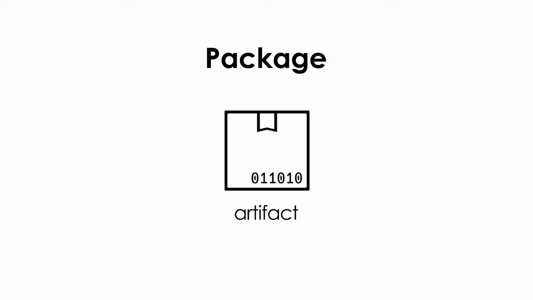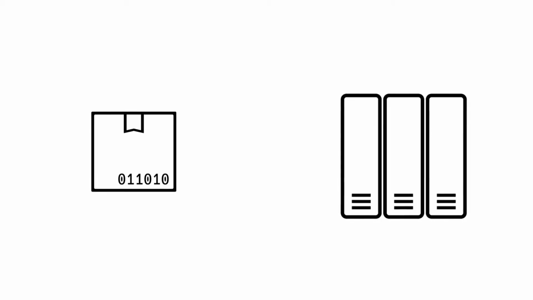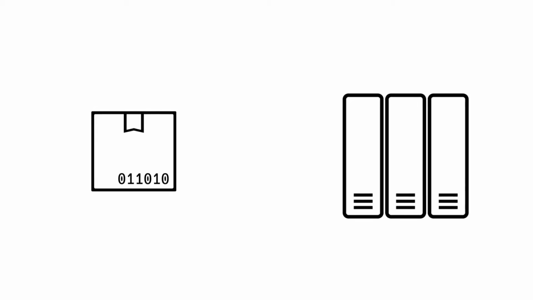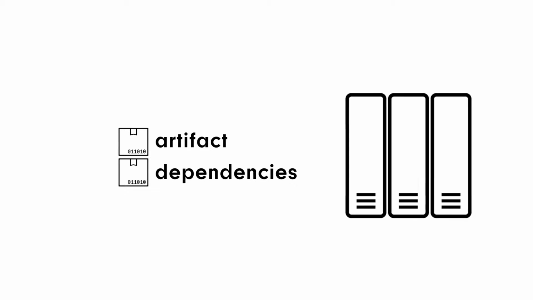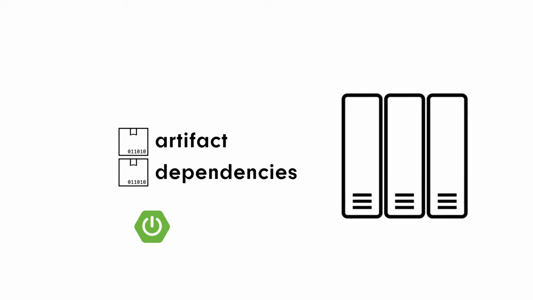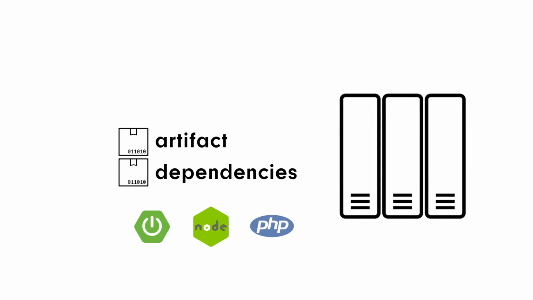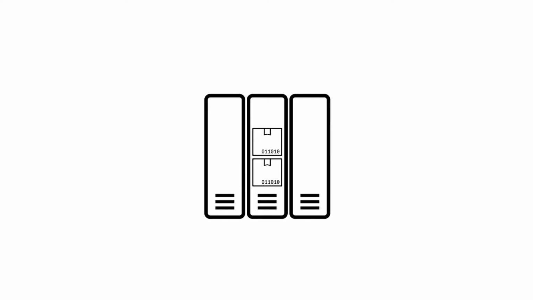Once the artifact is packaged, it requires some infrastructure to run. Servers are providing compute, memory, and disk resources. Most of the time, an application also requires a list of dependencies to run. Some examples are Java, Node.js, PHP, and so on. The application and all its required dependencies are then copied to the server, ready to be run. This is referred to as deploying an application.